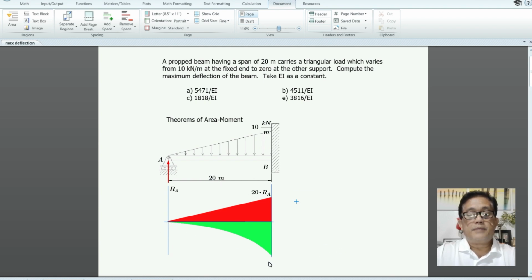And this green spandrel is the moment diagram of this triangular load, which is negative 1/2 times the base, which is 20, times the height, which is 10, times the moment arm. That should be 1/3 of 20. So this is negative 666.667.